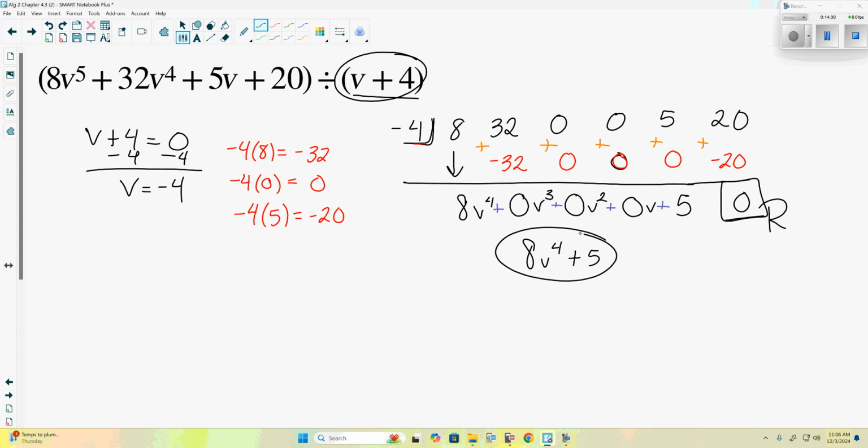Now we don't have to list the 0v cubed, 0v squared, or 0v because they're just 0. So it's really just 8v to the 4th plus 5. And that's it. Questions on this here?